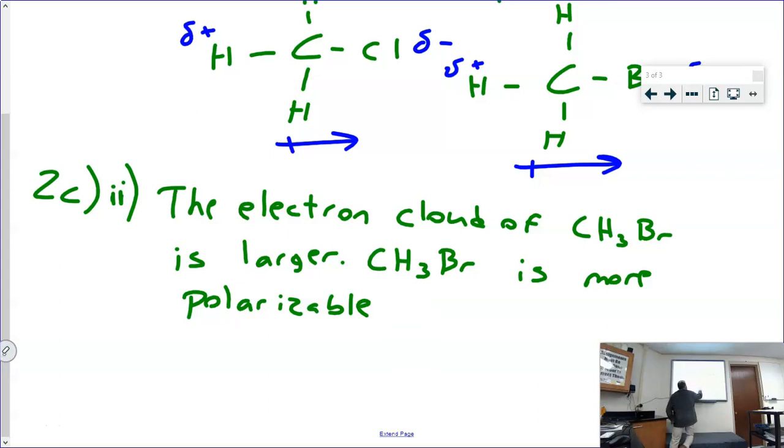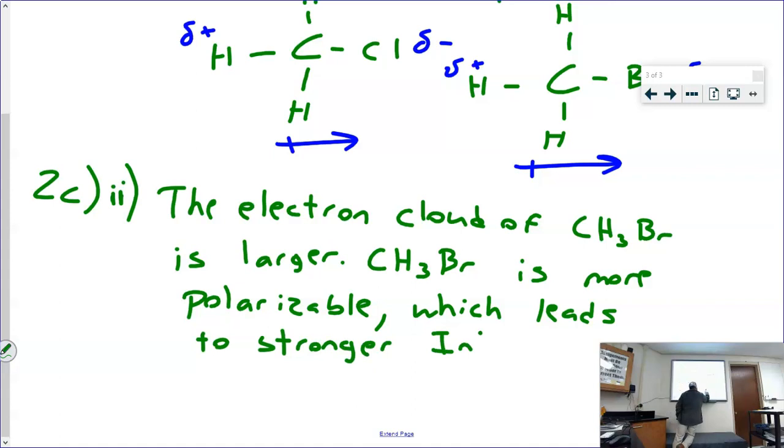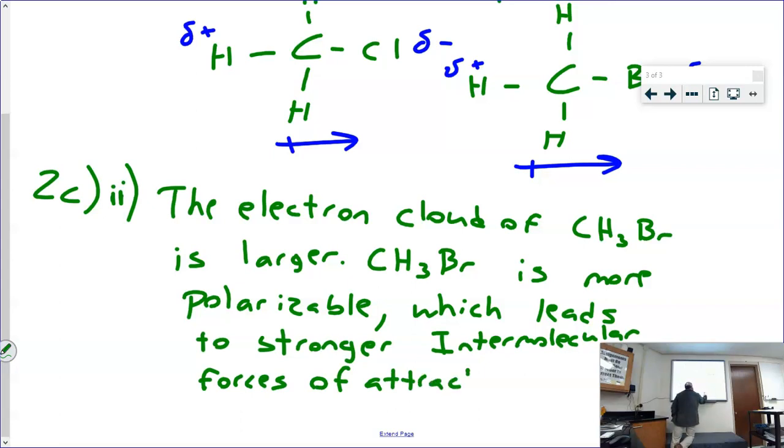And I should probably complete my thought there, right? Which leads to stronger intermolecular forces of attraction. Okay? So just completing my thought, right? Because if I just say it's more polarizable, I probably should state why more polarizability equals stronger forces. All right, onward and upward.